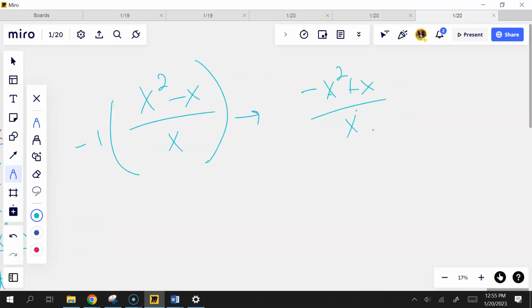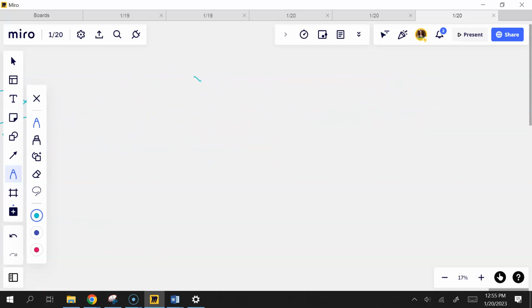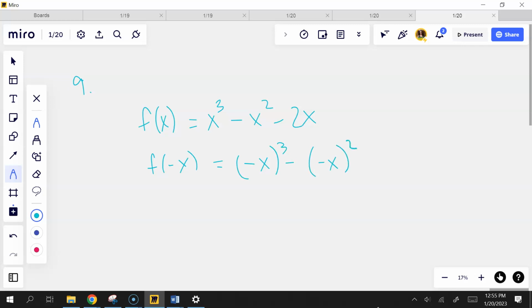Okay, look at number 9. I got x cubed minus x squared minus 2x. So whenever I plug in a negative x, f of negative x, I've got negative x to the third minus negative x squared minus 2 times negative x. Let's see what happens. The odd exponents keep the sign the same. The even exponents force positives. And a negative times a negative gives plus 2x. So as I look at this one: opposite, same, opposite.